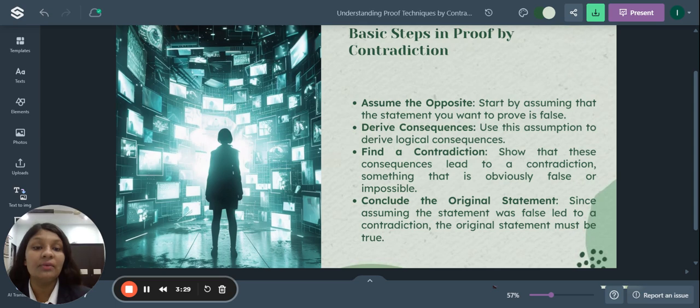Assume the opposite. Start by assuming that the statement you want to prove is false. Second, derive consequences. Use these assumptions to derive logical consequences. Third, find a contradiction. Show that these consequences lead to a contradiction, something that is obviously false or impossible. Fourth, conclude the original statement. Since assuming the statement was false led to a contradiction, the original statement must be true.